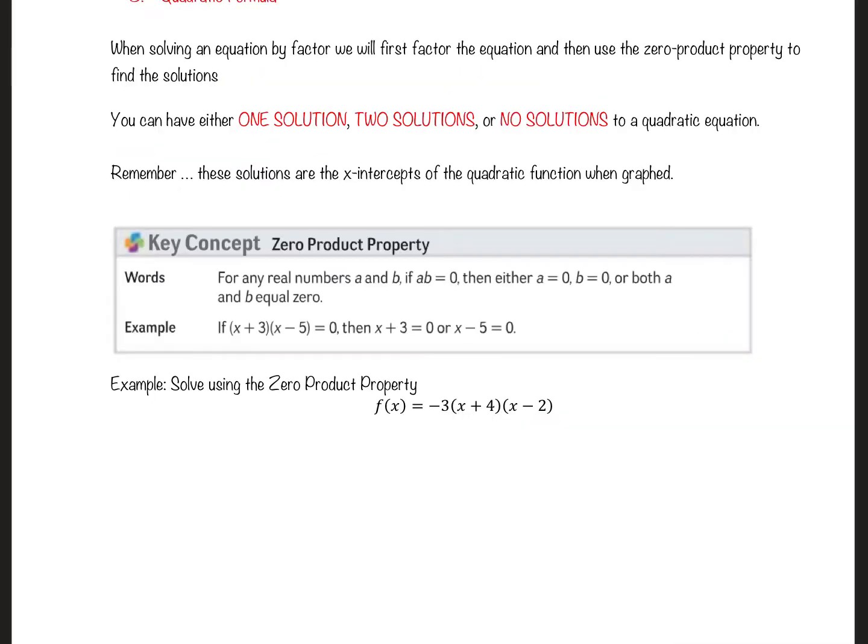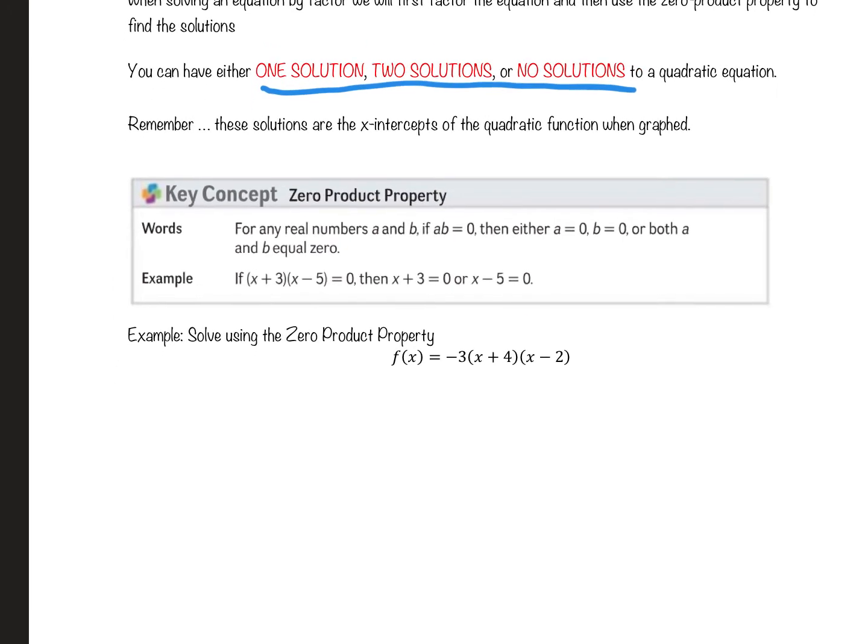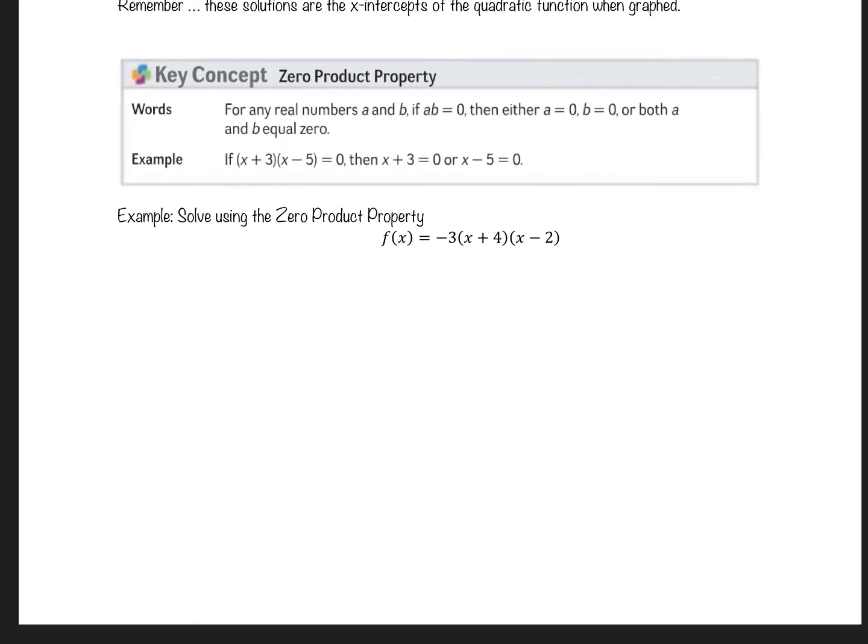And in the notes here below, just keep in mind we can have one solution, two solutions. We can also have no solutions to a quadratic equation. And remember, when we find these solutions, these are the x-intercepts of the quadratic function when they're graphed.